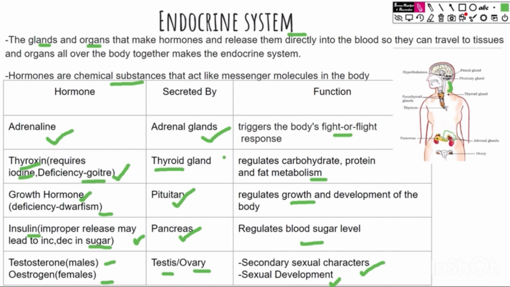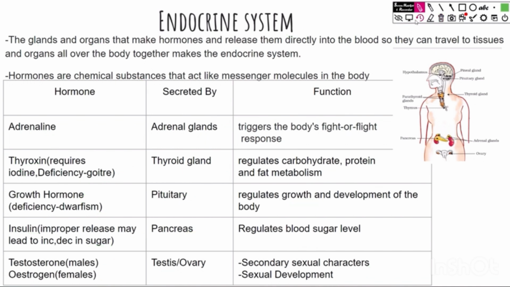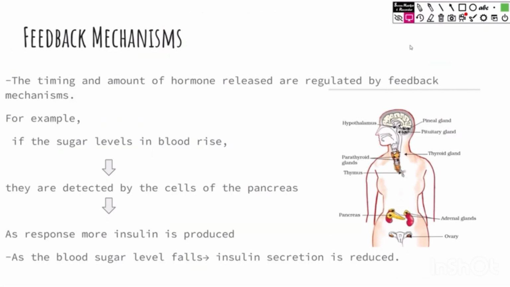So these are the 5 different types of hormones which are seen and which are very essential for the functioning of the human body. So let's move ahead with the feedback mechanism. Now what is the feedback mechanism? The timing and amount of hormone released are regulated by the feedback mechanism.